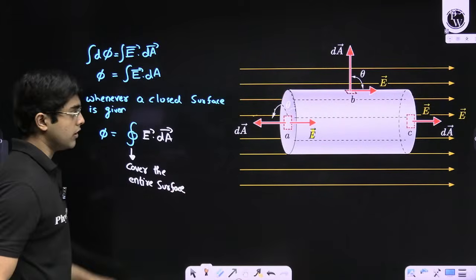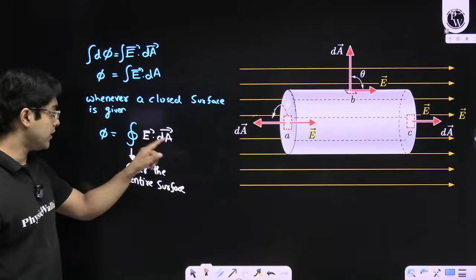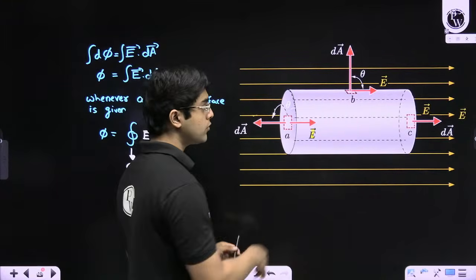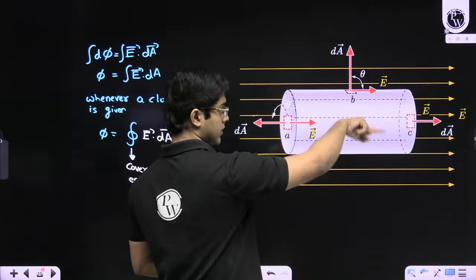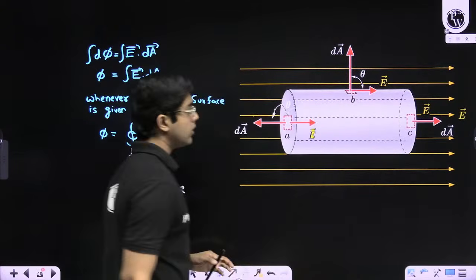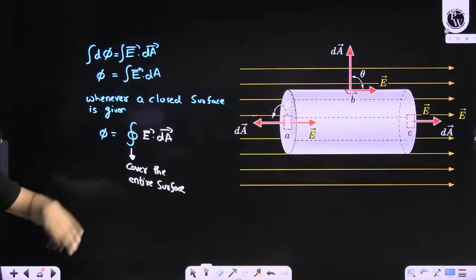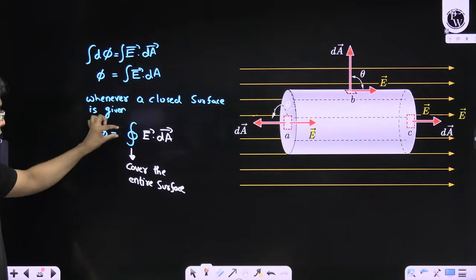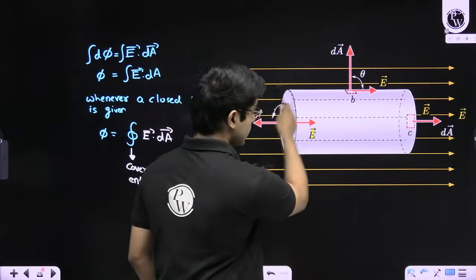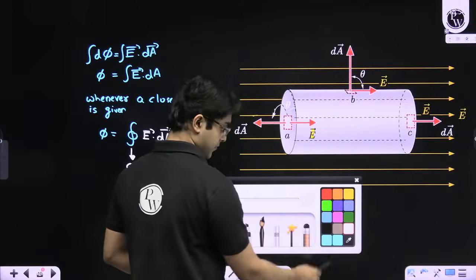Okay, which means the integration of E dot dA. In the case of a closed surface, it would mean that you have to cover the curved surface area, the cylindrical part, and these two circles as well. You have to calculate the flux through all three surfaces. That is what this means. You have to cover the entire surface.